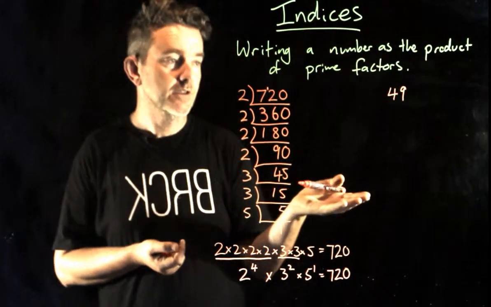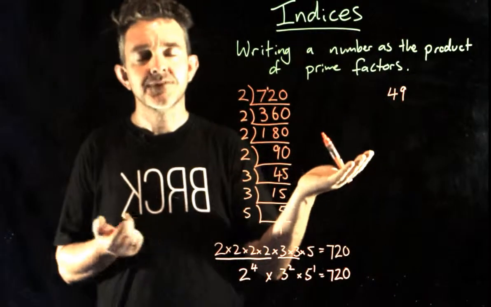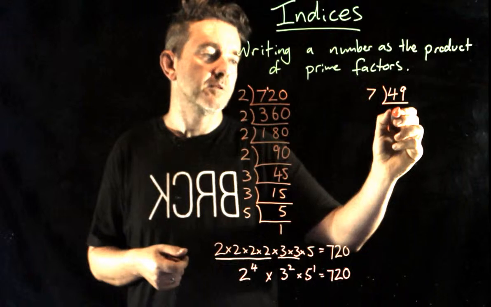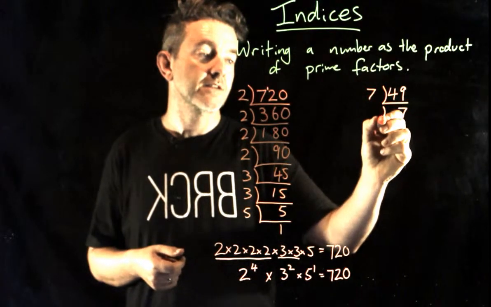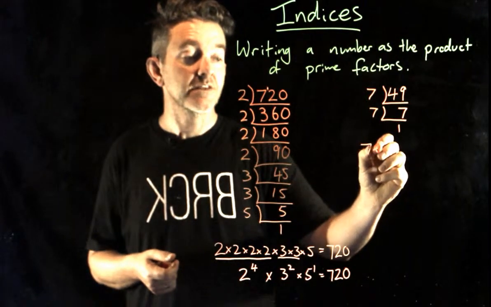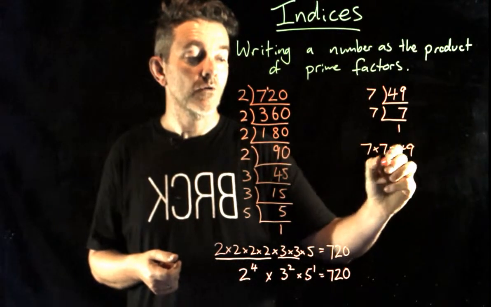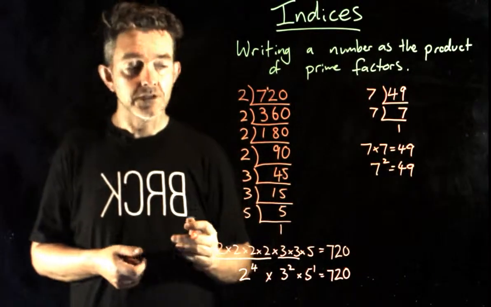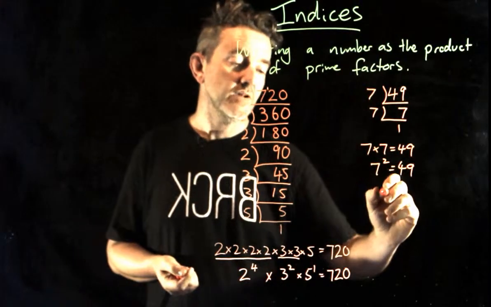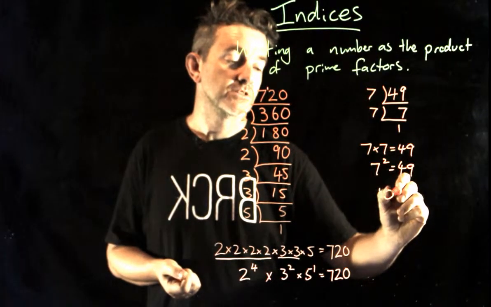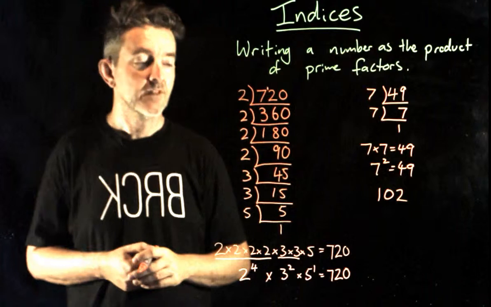5. 5's not going to go. 7. Oh, yeah, 7 is 49. So, divide that by 7. I'll be left with 7. The only thing that can go into 7 is 7, and, well, this is 7 times 7 equals 49, or 7 squared equals 49. What else can I do? Let's do another one. What about if I did 102? This is also going to be a short one.